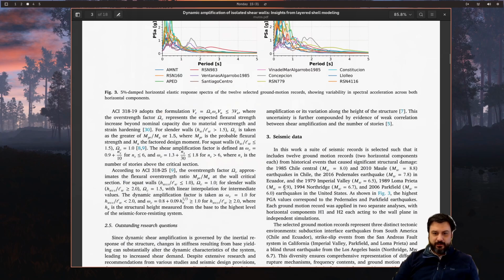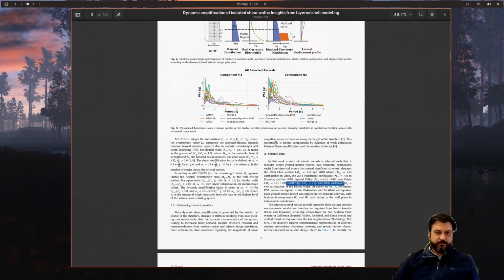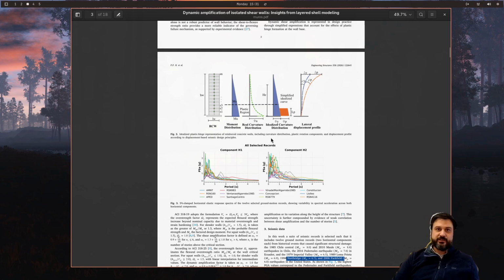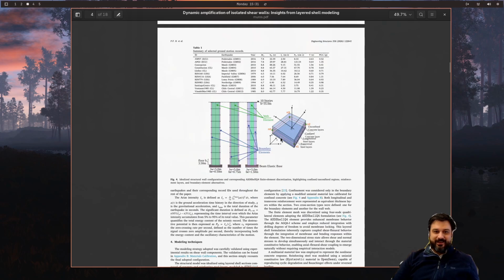I forget. Northridge, yeah, it's there, Northridge, Parkfield, and then there's one from Ecuador. So we subjected all the models to these records, fixed base modeling, which is not my jive. I'm a soil structure interaction guy, but here we are. We need a little paper to help us out.